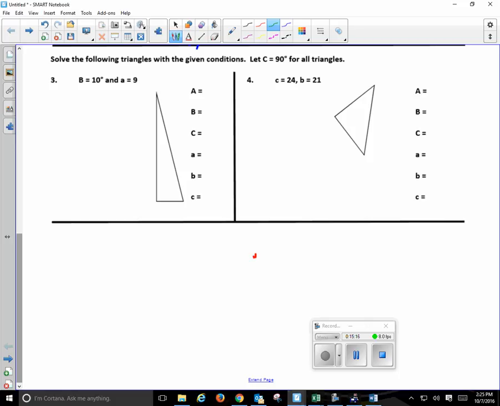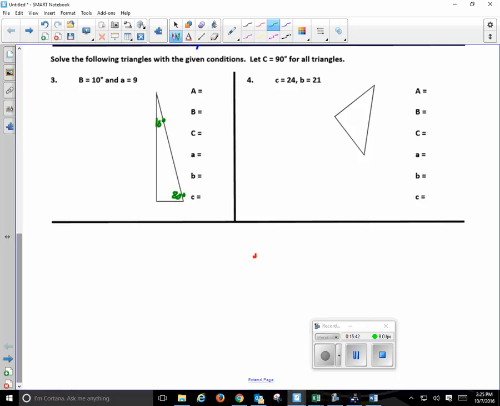If I know this is 10 degrees, can I figure out this angle? 80 degrees. Now, raise your hand if you chose to use the 10-degree angle. Nobody? 2, 3. Okay, raise your hand if you chose to use the 80-degree angle. You could choose to use either one. So I'll give you an example.